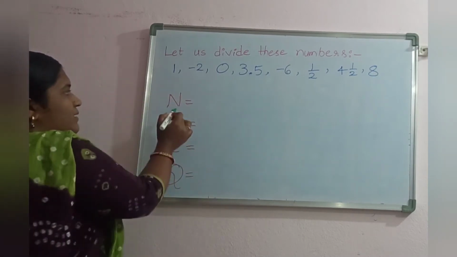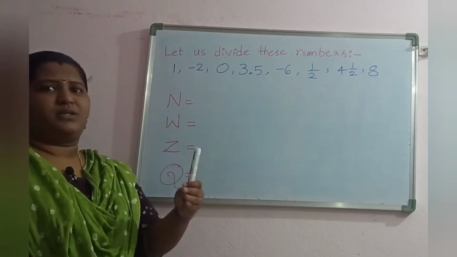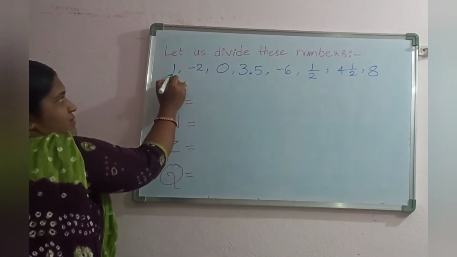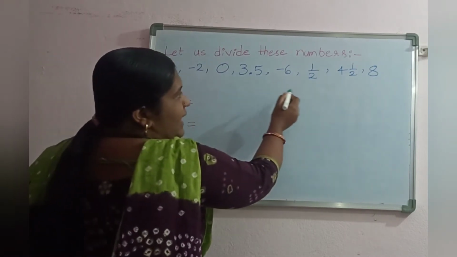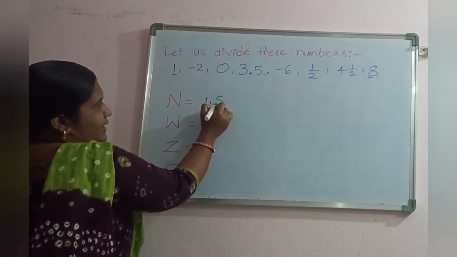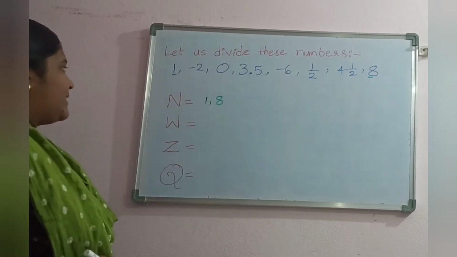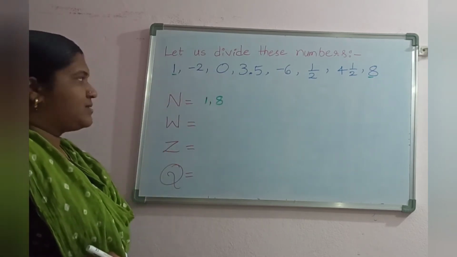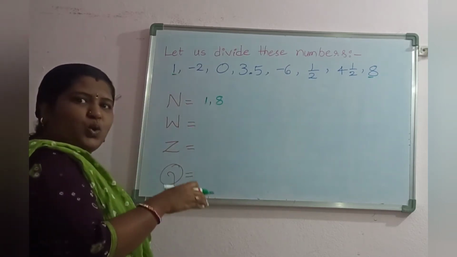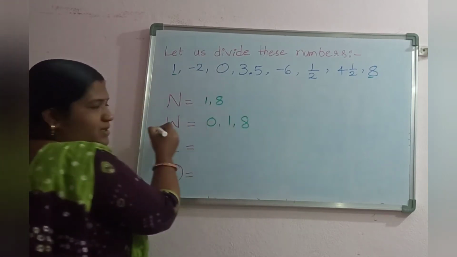First, N for natural numbers. In natural numbers we have 1, 2, 3, 4, 5 and so on. Here, what are the natural numbers? 1 and 8. Let's write it. These two are the only natural numbers in these numbers. Next, W, whole numbers. Whole numbers contain natural numbers with an additional integer 0. So 0, 1, 8. These are whole numbers.